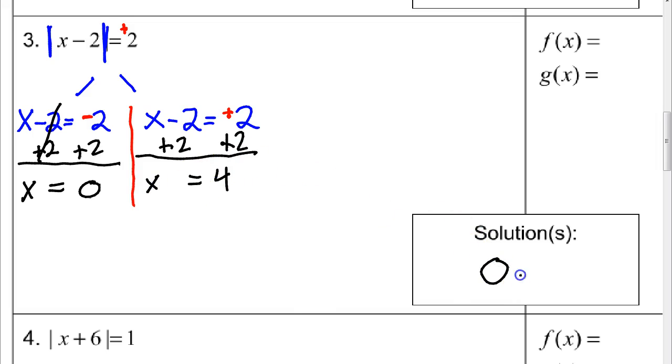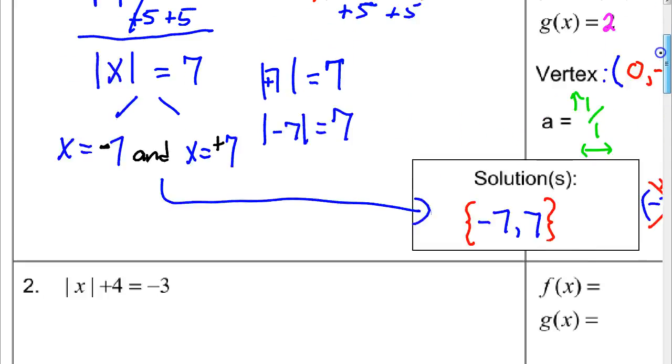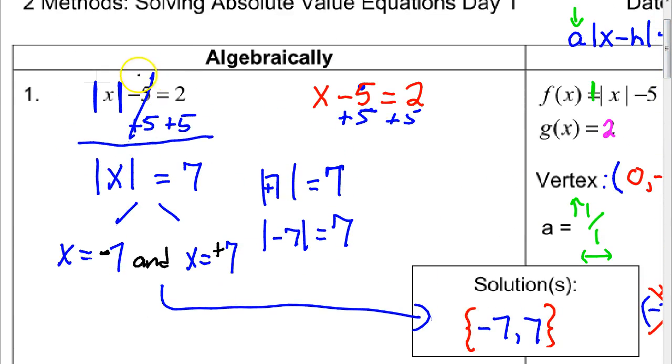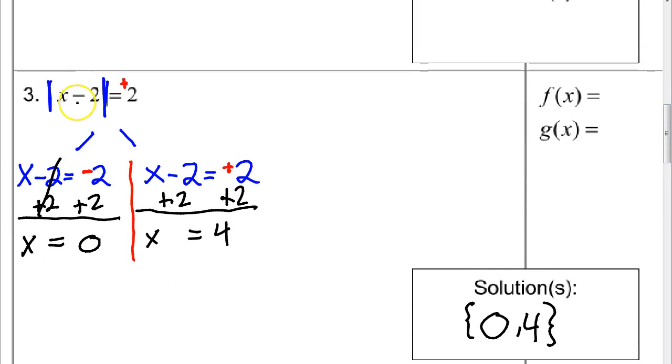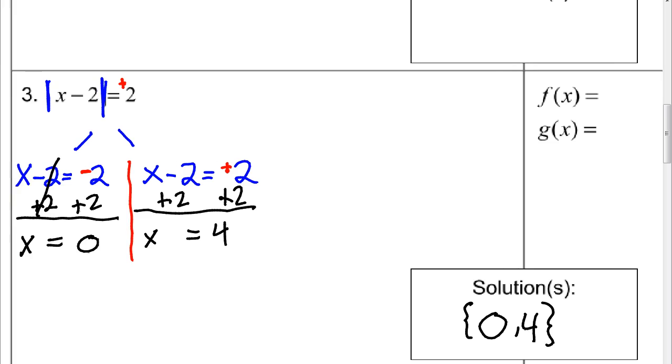My solutions will be 0, 4, which means when I graph it, they should be intersecting at x equals 0 and x equals 4. So slightly different than the one we started with, because here this 5 was on the outside, so we started with adding, subtracting. On the third one, this -2 was on the inside, so we actually broke it up into two equations. Then we did the adding, subtracting, and that's going to be new and what we're going to have to pay attention to. All right, let's look at the graph.